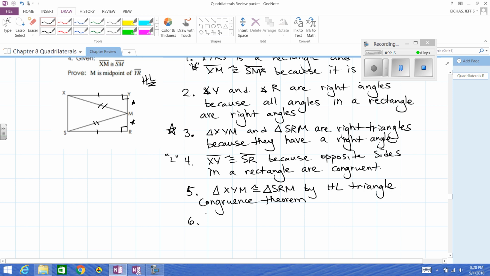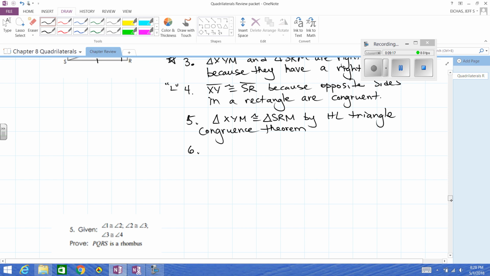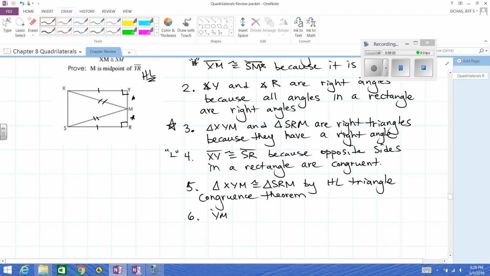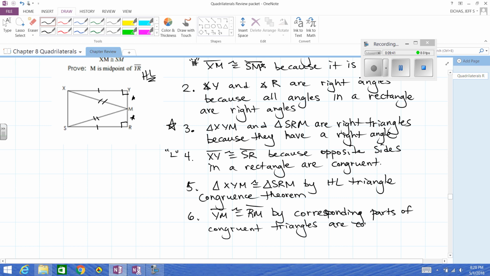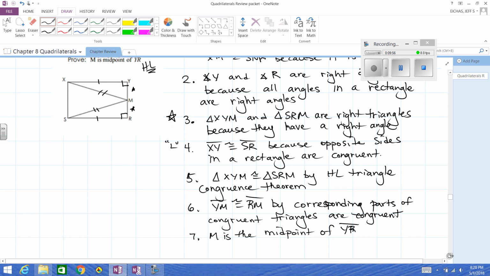And we're not quite there. We actually need 2 more steps. Okay. Now YM is going to be congruent to RM by that corresponding parts concept again, of congruent triangles are congruent. And now we're going to say M is the midpoint of YR by definition of midpoint.